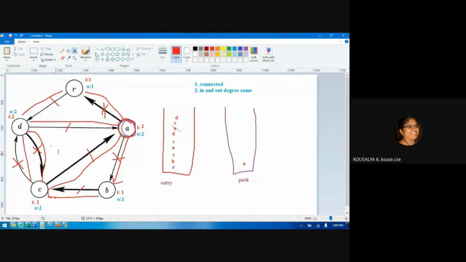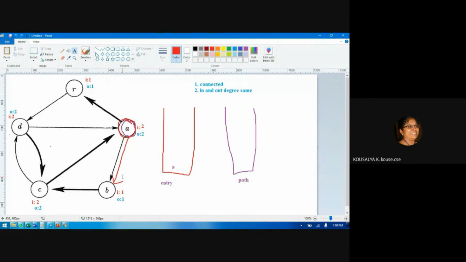Both the marks are a little confusing, so I have to remove all the things. I want to start again from A. I have to add A into the stack.